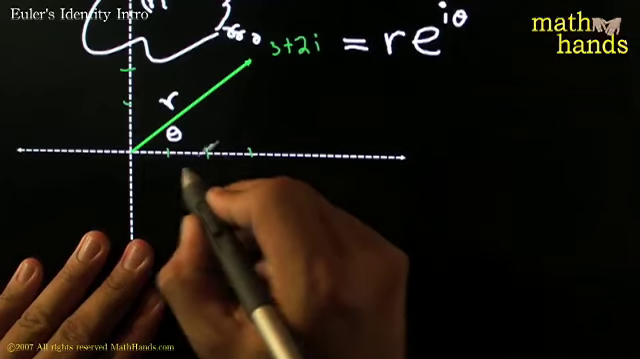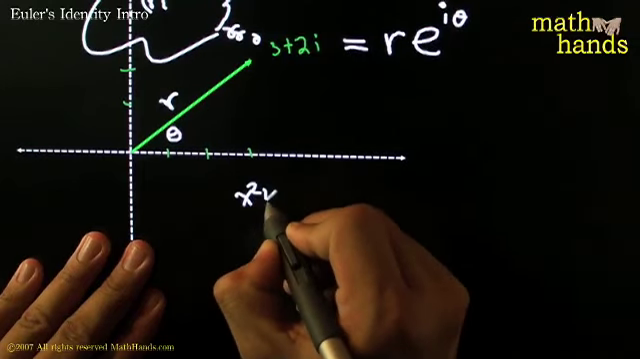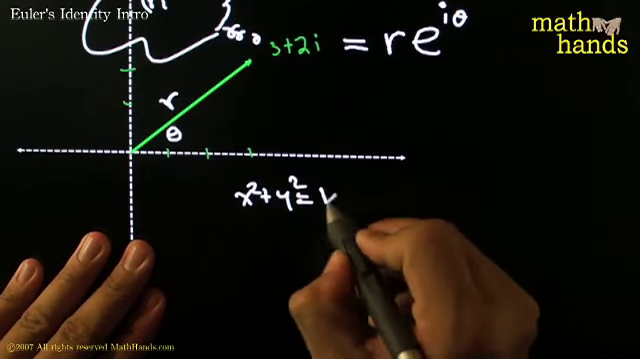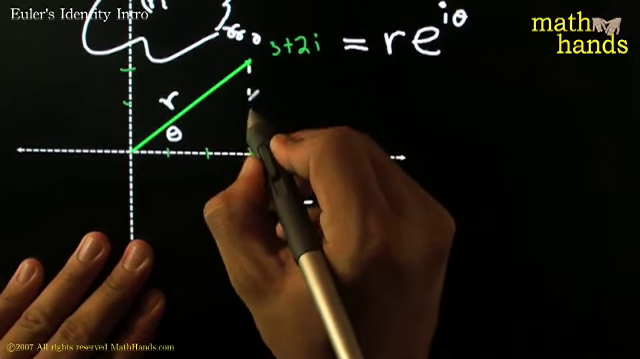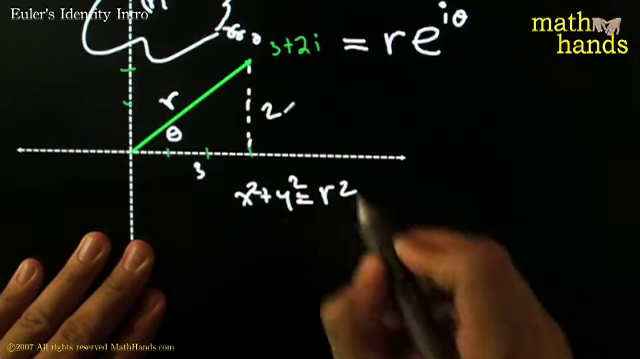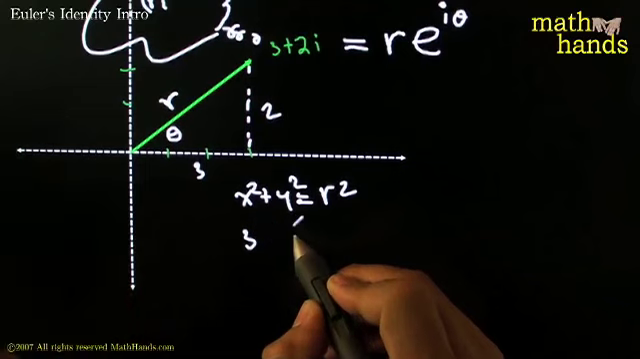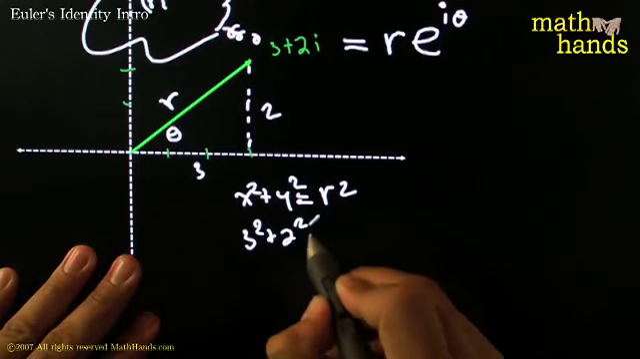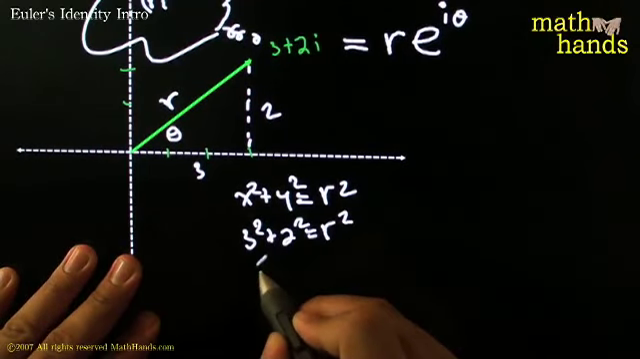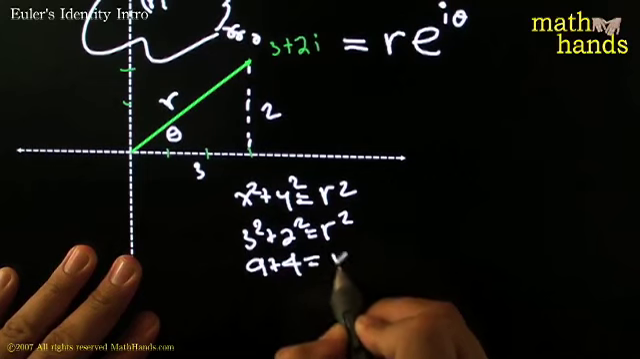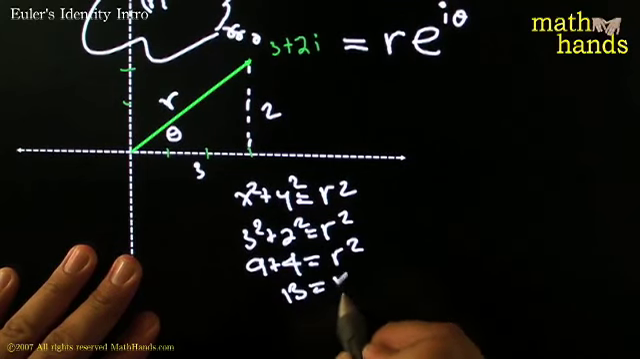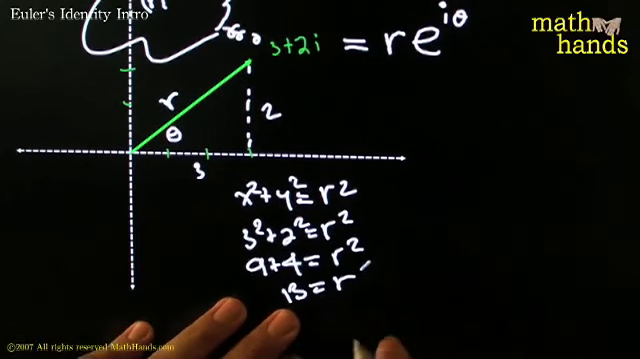To find the r, we know that x squared plus y squared is equal to r squared, and we know that x is 3 and y is 2, so 3 squared plus 2 squared is equal to r squared. That would be 9 plus 4 is equal to r squared, so 13 is equal to r squared. So my r could be plus or minus.